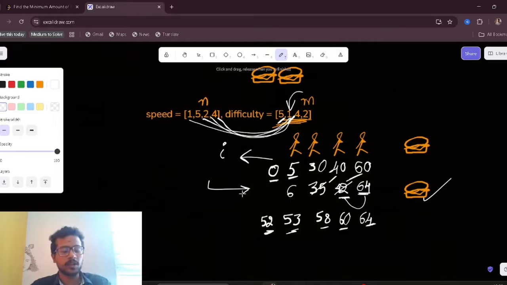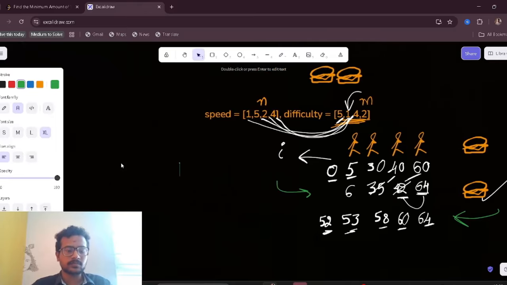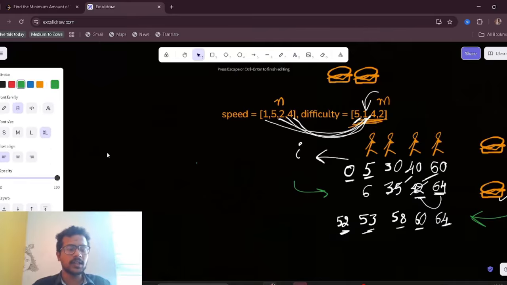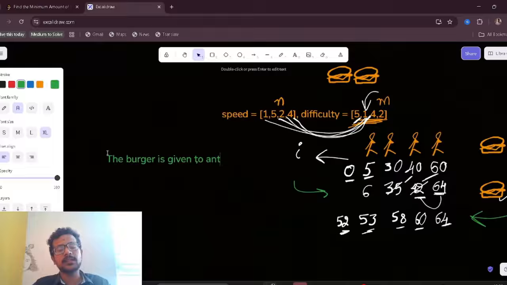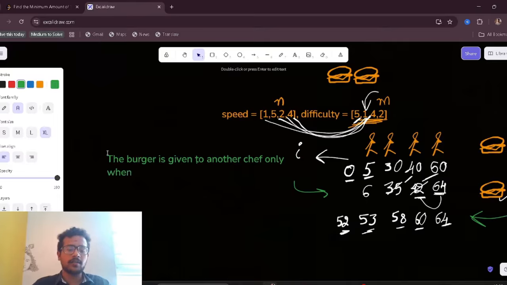First thing what I am doing here, let me write it here. Here I am going from forward. Here I am going from backward. So my intuition is, wait a second, my intuition is the burger is given to another chef only when the burger is completed by the previous chef.